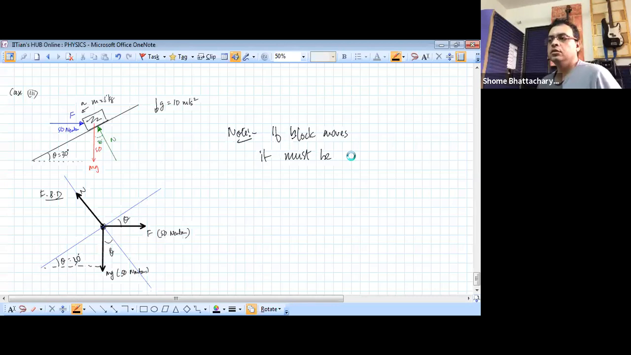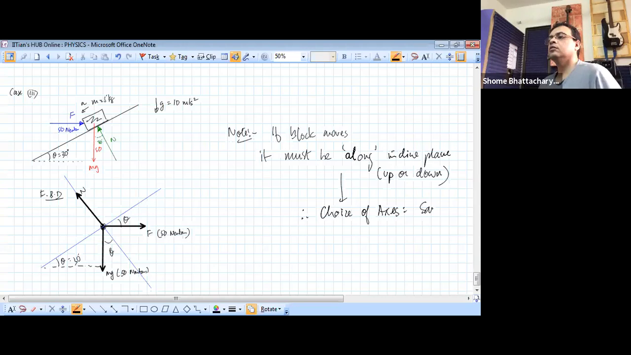Yes, Ranak, that's the correct answer. Good. It must be along the inclined plane. Up or down, we don't know as of now. It must be along the inclined plane. Therefore, how should we choose the axis? Same as above. You take the same as before as the choice of axis. So for convenience, we should take this as our y-axis and this as our x-axis.